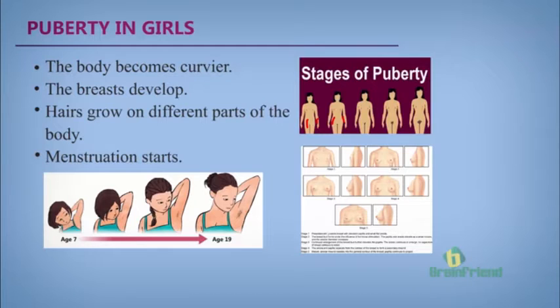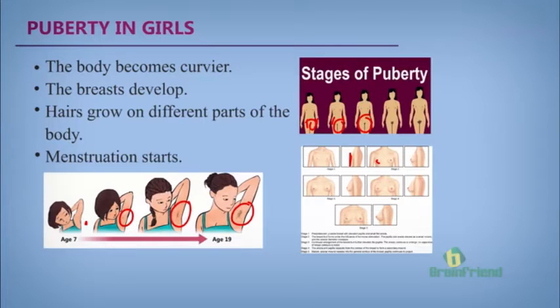Then the breast develops from nothing, from just a tiny nothing on the chest. Then you have a swelling under the nipple. Gradually, it becomes fuller and curvier. Then hair grows on different parts of the body. For the armpit region, you have nothing maybe at age 7, but gradually as you're growing, small hair develops until you have more hair under your armpit. And also the pubic region. There are also hairs that grow at the pubic region. Here you have nothing. Gradually hair begins to develop and so on.